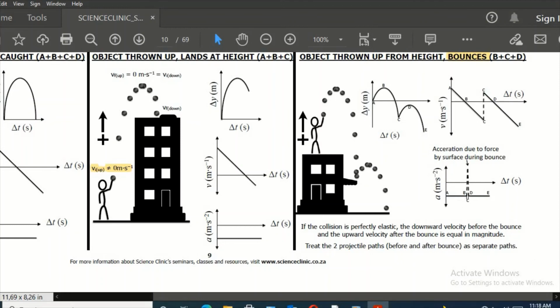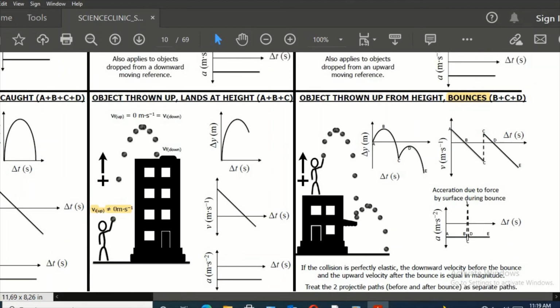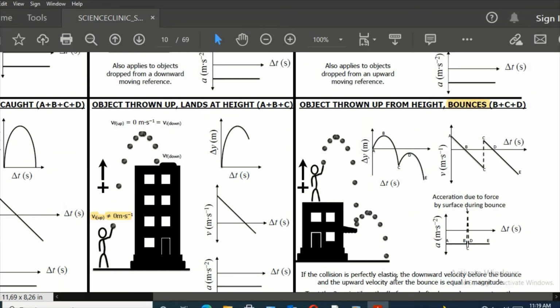Let me read what it is that they're saying here. They're saying that if the collision is perfectly elastic, then both momentum and kinetic energy are conserved. So this is a collision. When it bounces, or when it hits this surface, it's a collision. The downward velocity before the bounce and the upward velocity after the bounce are equal in magnitude.